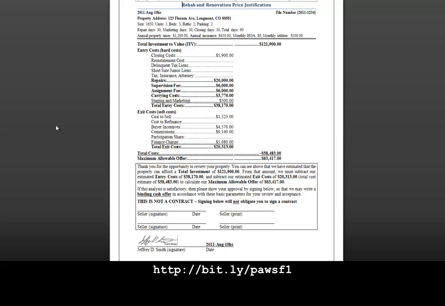We are for profit. We are not a charity. We don't work for free. If the seller agrees with this and wants to accept the maximum allowable offer of $63,417, all they need to do is sign this, send it back, and then we will draft a binding contract to buy this property.